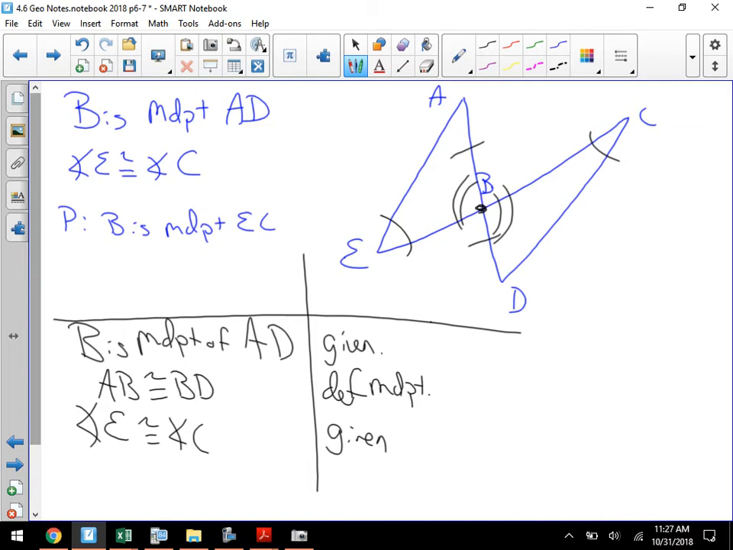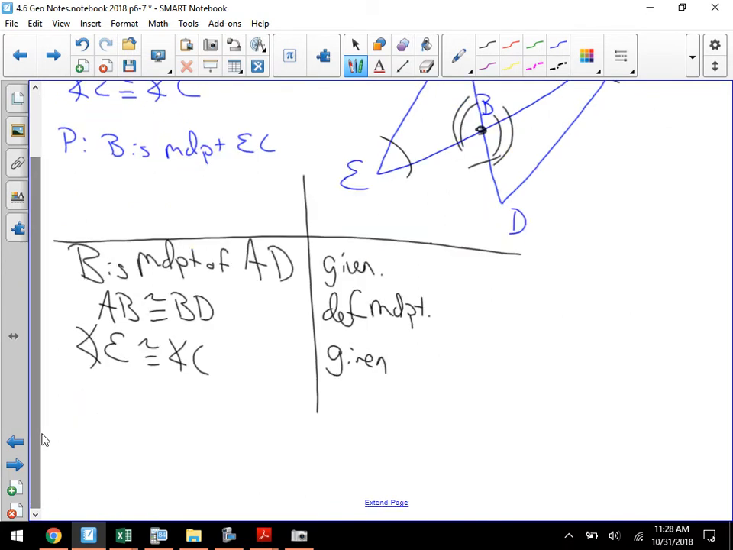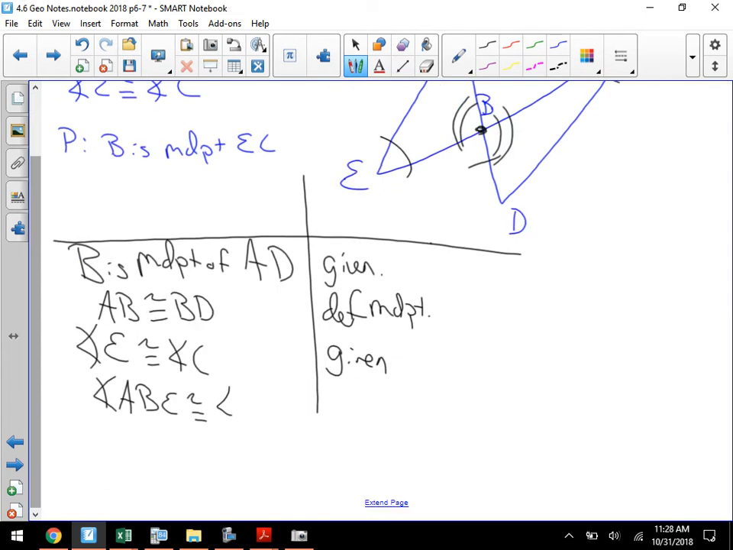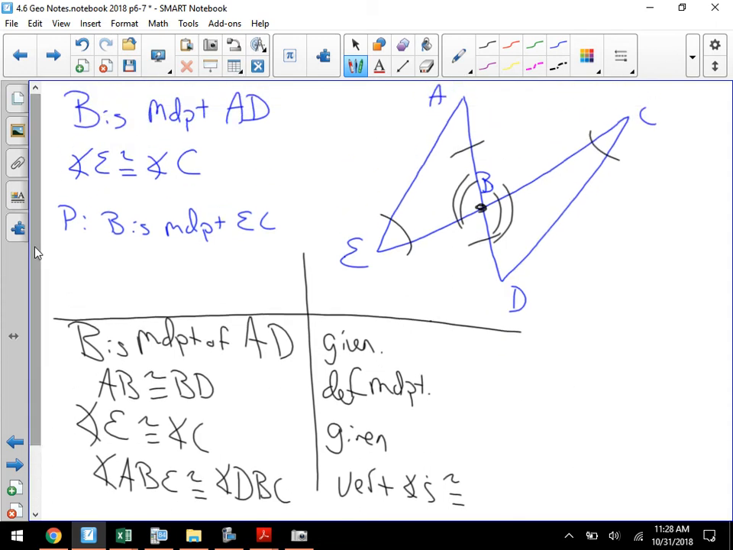Right? So we know that if I label it, if I say angle ABE, following the lettering, following the tick marks, what has to match ABE? Very good. DBC. Reason: vertical angles. Okay. Are the triangles now congruent?